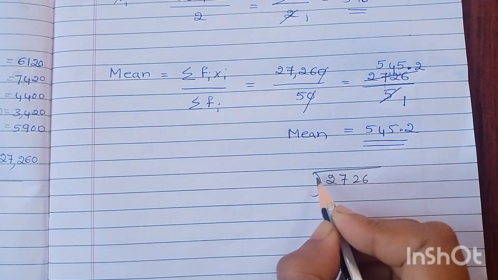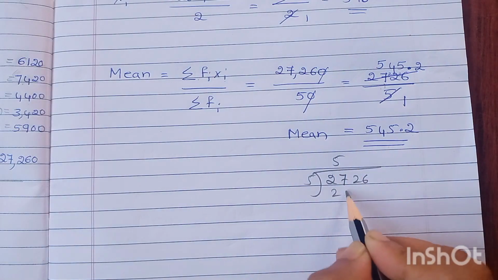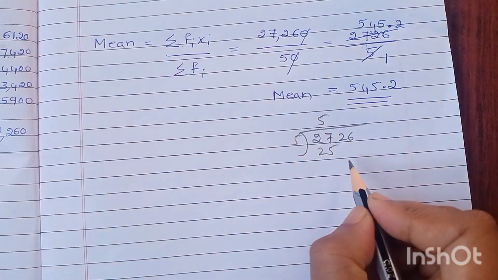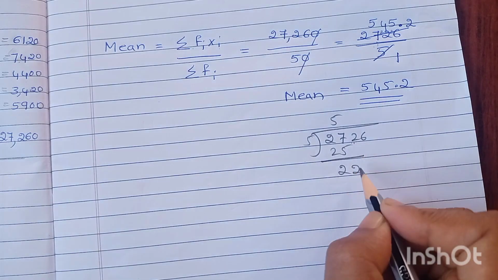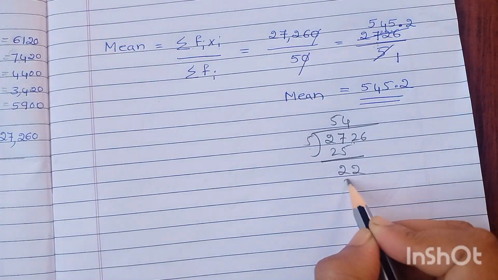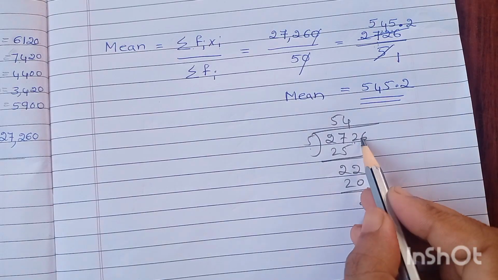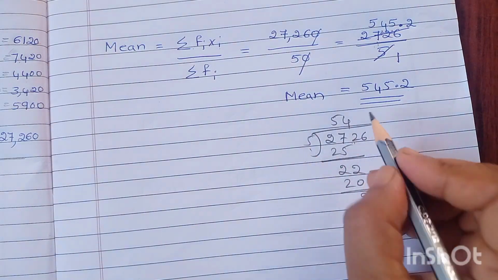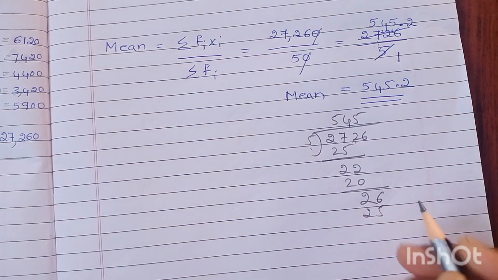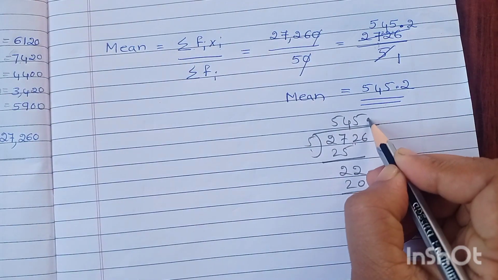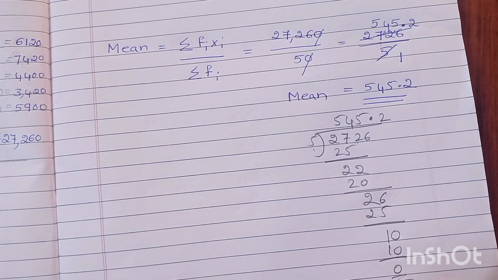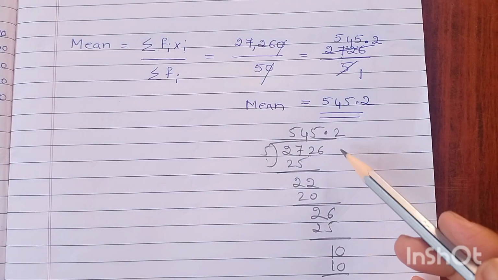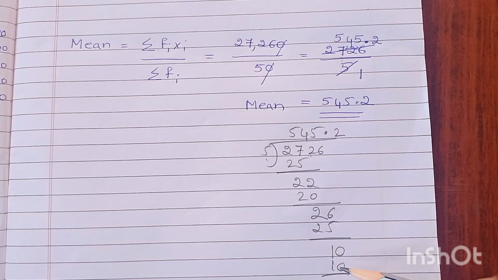2726 divided by 5. 5 5s are 25. 27 minus 25 is 2. You have to take this, bring this 2 down. 5 4s are 20. 2 remains. Then bring this 6 down. 5 5s are 25. 1 remains. Then bring this. Then put the point and take 1 0. 5 2s are 10. Okay. You can divide directly or you can use this division algorithm method.